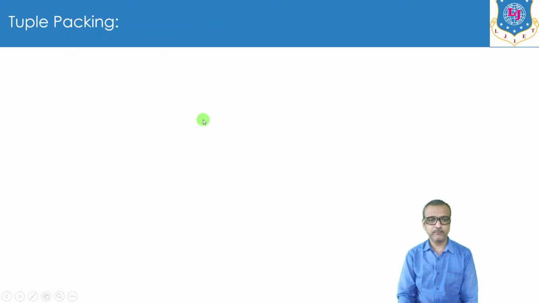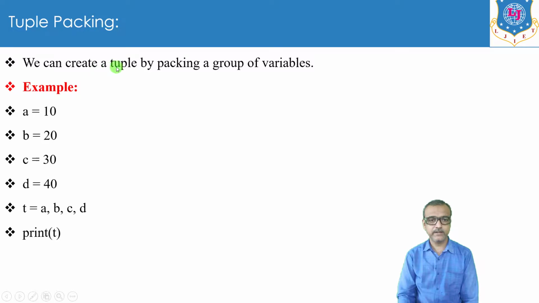Now we will see tuple packing. We can create a tuple by packing a group of variables. How? I will just make you understand with the help of example. A equals to 10, B equals to 20, C equals to 30, D equals to 40. Then after we will write down T equals to A, comma, B, comma, C, comma, D. Then after print of T. And in this way we can create a tuple by packing group of variables.